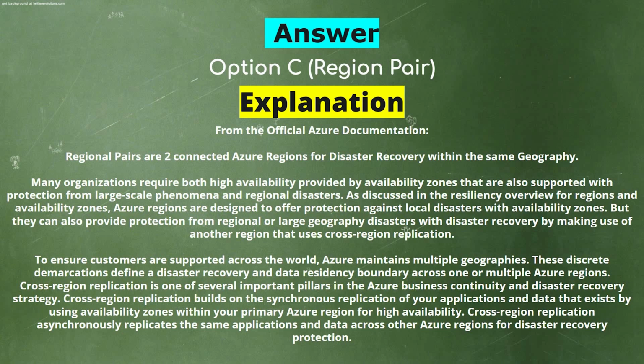Cross-region replication builds on the synchronous replication of your applications and data that exist by using availability zones within your primary Azure region for high availability. Cross-region replication asynchronously replicates the same applications and data across other regions for disaster recovery protection.